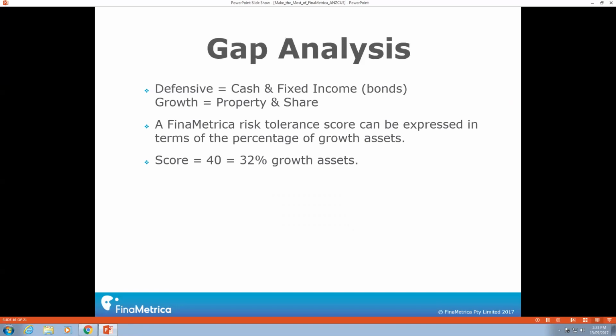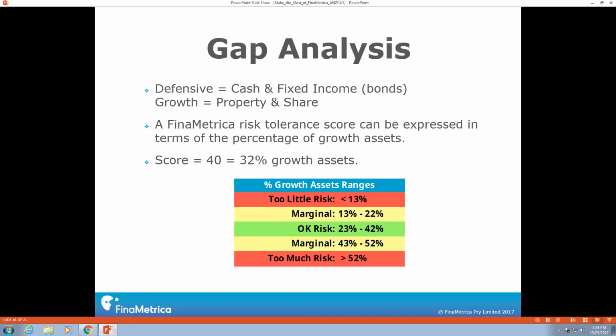However, we know that in a well-constructed portfolio, volatility is not highly sensitive to the percentage of growth assets. Someone who's comfortable with 32% growth asset is likely to be comfortable with, say, 33%, 31%, and so forth. So there is a comfort zone. Here we call it the comfort okay risk zone, where it ranged from 23% to 42% for a score of 40.